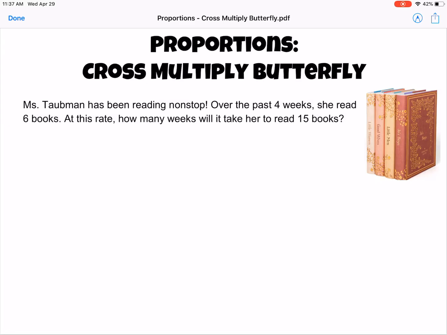Hey sixth graders! In this video we are going to be talking about proportions using our cross-multiply butterfly method. Remember, that's where we do this and we multiply our wings.